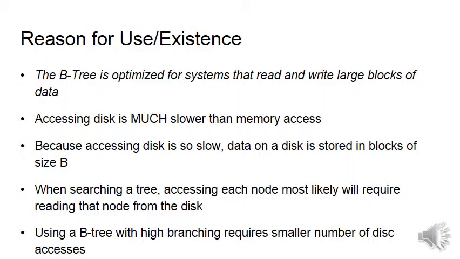Because accessing disk is so slow, data on a disk is stored in blocks of size B. A typical block size is between 1024 bytes and 8192 bytes, and the whole block is read per one disk access. In searching a tree, accessing each node most likely will require reading that node from the disk. The larger the tree height, the more disk accesses we need. Using a B tree with high branching requires a smaller number of disk accesses, assuming a tree node fits into one disk block, which is why B trees are so great to use.